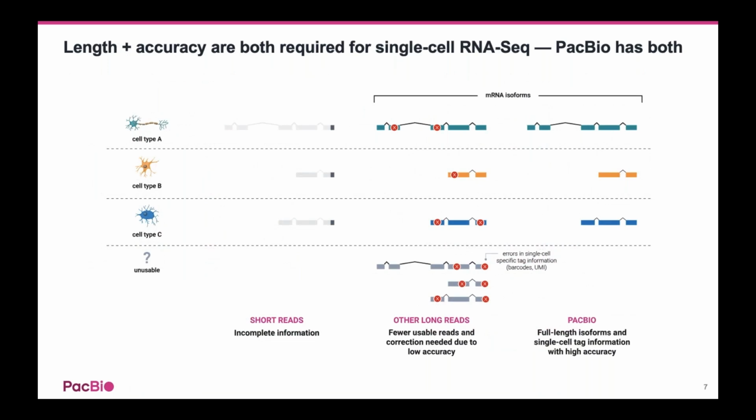So as discussed in the LR-GASP paper, and which you'll see today in Christoph's talk, length and accuracy are both essential for single-cell RNA sequencing. On the left, the short reads, as I mentioned, have an incomplete view of isoforms, and other long-read technology has low accuracy, which may result in fewer usable reads. So only PacBio sequencing can provide full-length isoform and single-cell resolution with high accuracy.